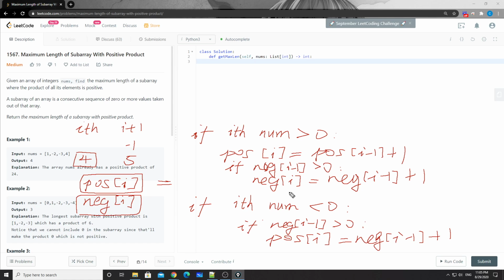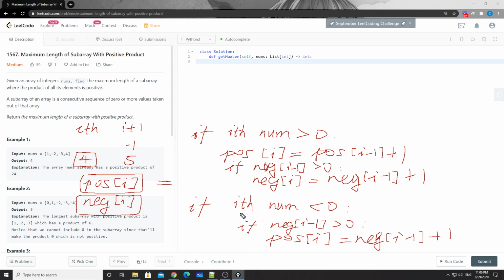The similar reason: we only increase the negative I in the case of a positive number when there's a negative length before, right? Otherwise, if there's no negative product before, at the I minus 1 position, the current one should be 0 because the current number is positive. We only update negative I when there are negative products at the I minus 1 position.